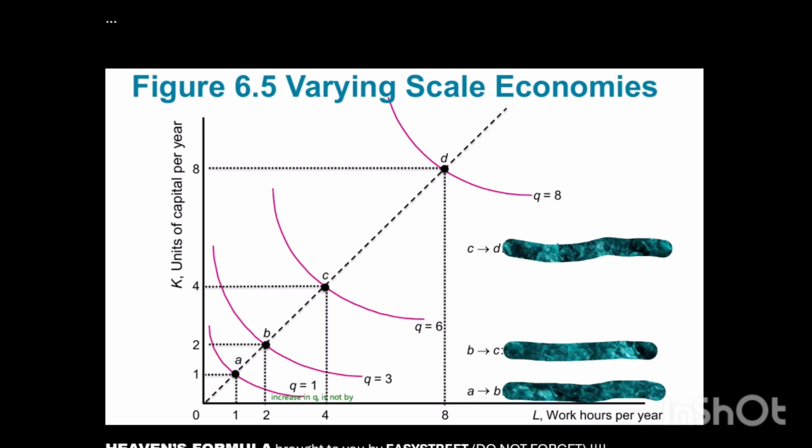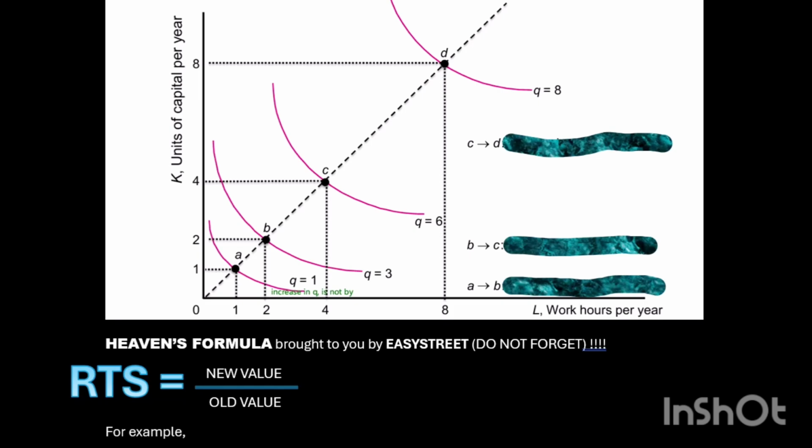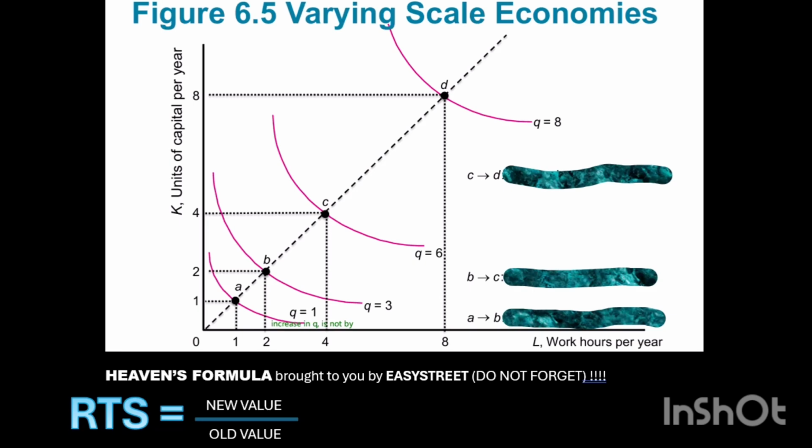Okay, so you may ask yourself, how do I do this? Because it seems so confusing. All right. So firstly, this is our formula. I call it Heaven's formula by Easy Street. Do not forget this formula. And it's quite simple. Your returns to scale is your new value divided by the old value.